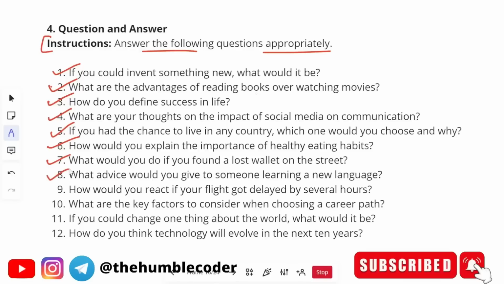What advice would you give to someone learning a new language? The answer for this can be, practice regularly by speaking, listening, and writing in the language.